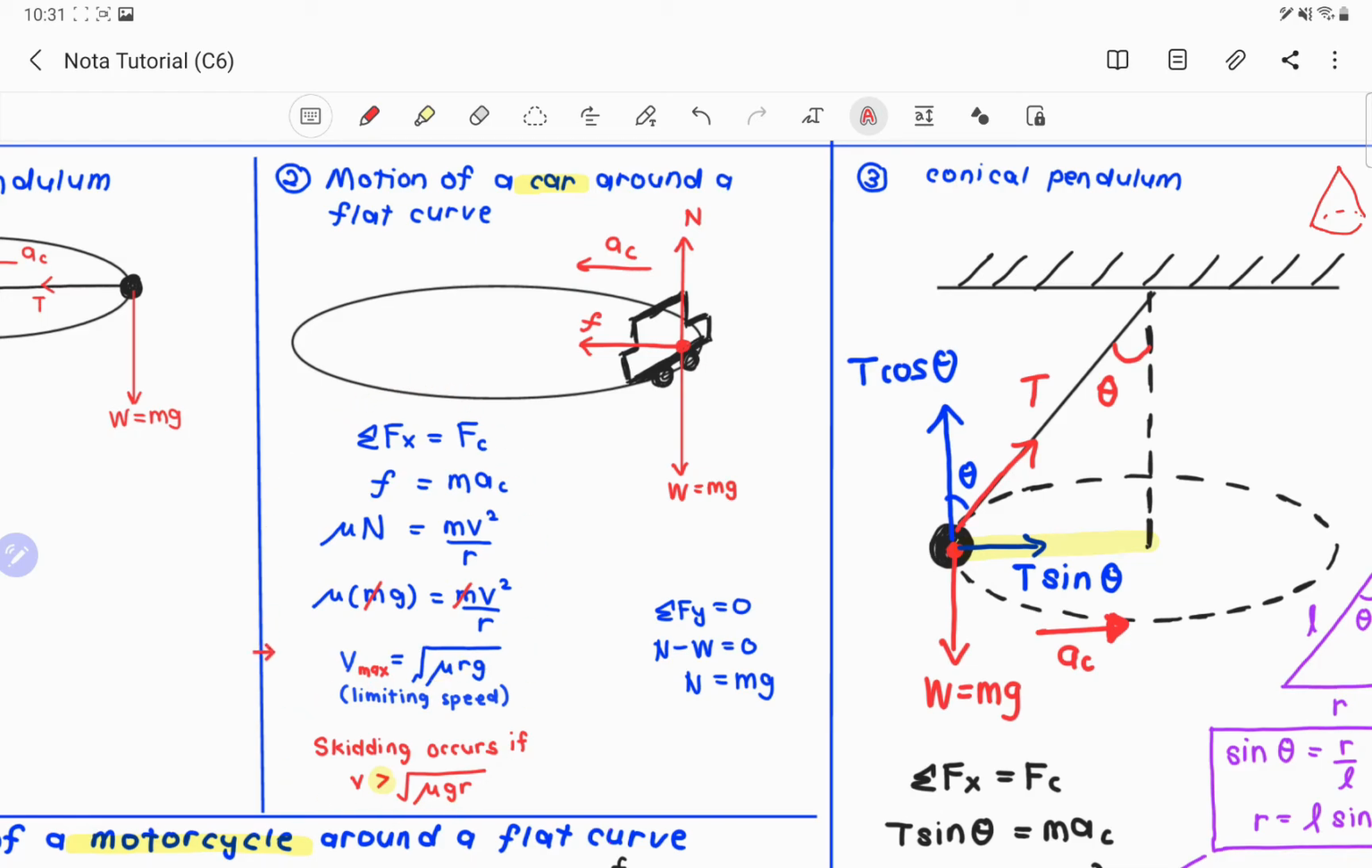Okay, so this is summation of Fx, because the motion is horizontal motion, pada paksi X. And then summation of Fy is equal to 0. We have n minus w, so we can find the value of n. That will help us to find the value for n.